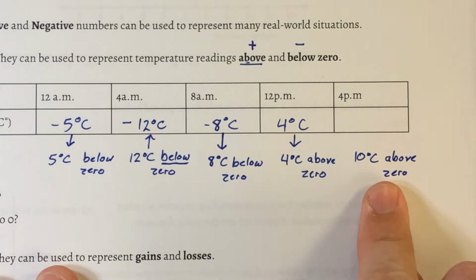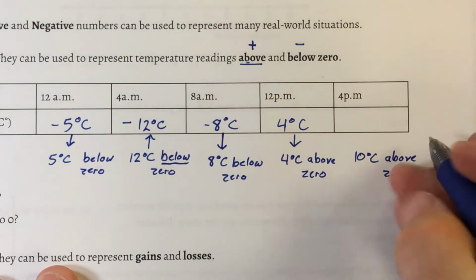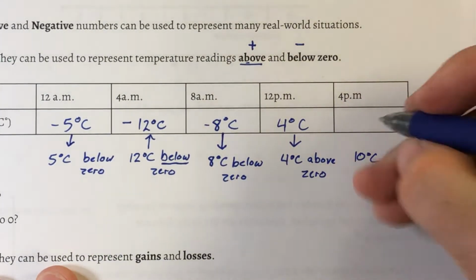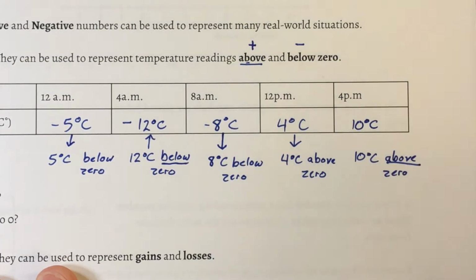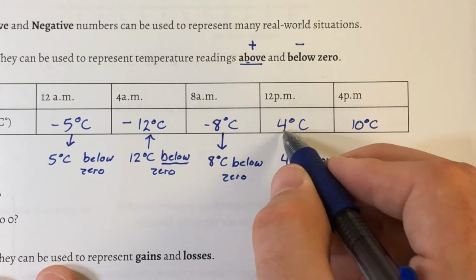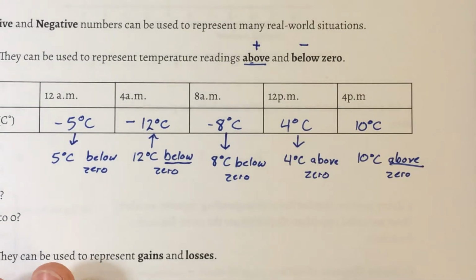How would I write this as a number? Well, because it's above zero, that means it's going to be positive. So I simply write 10 degrees Celsius. I could write the positive sign if I wanted, the same on the 4 degrees Celsius. However, positive signs are not necessary.